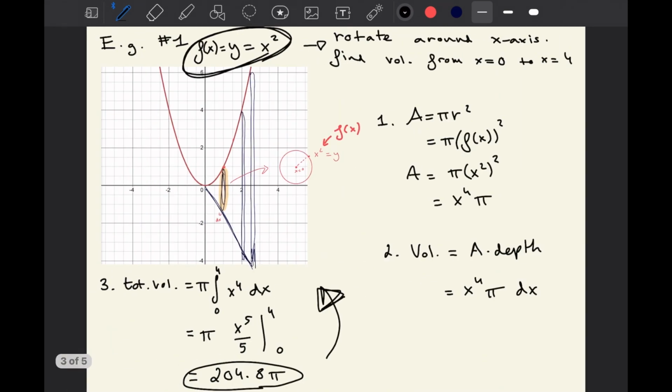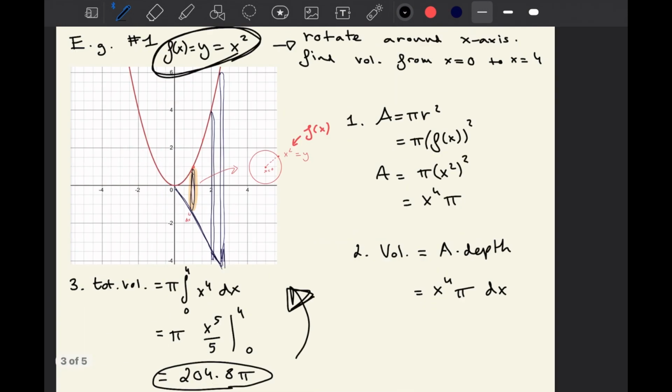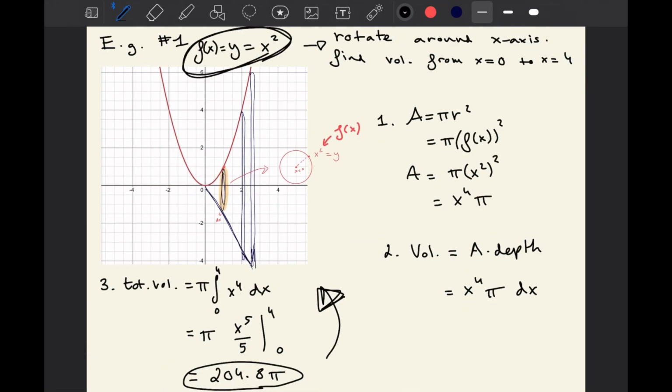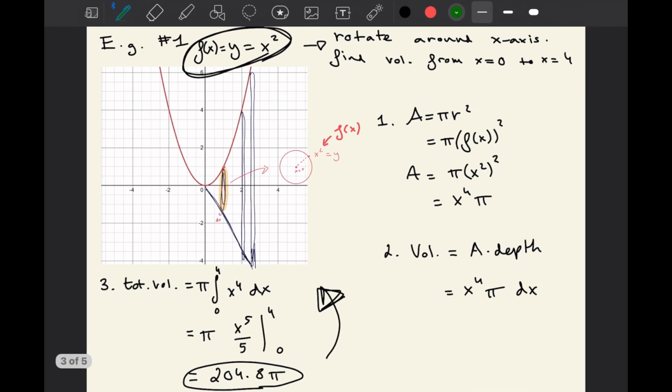And let's try to generalize what we're doing over here so we can put it into a formula. So when we're rotating around the x-axis, the first thing we do is we recognize that the depth is dx. Other than that, we first find the area. And to find the area, we have to know the radius. And the radius in this case is simply the function itself. The radius can be defined as the function itself.